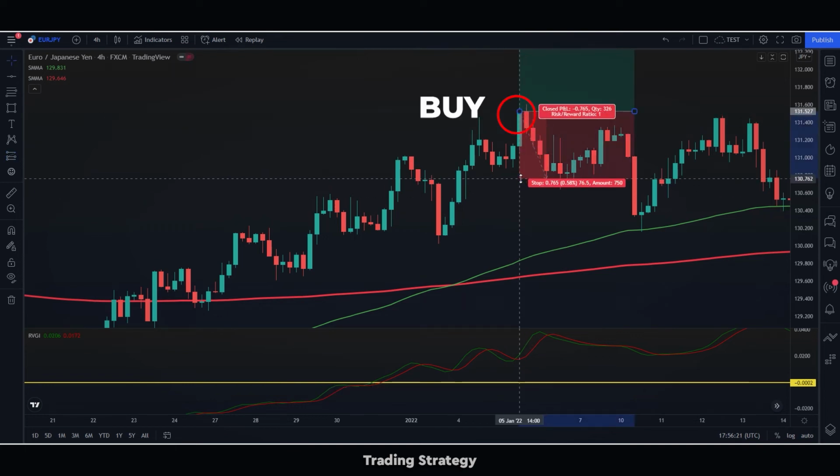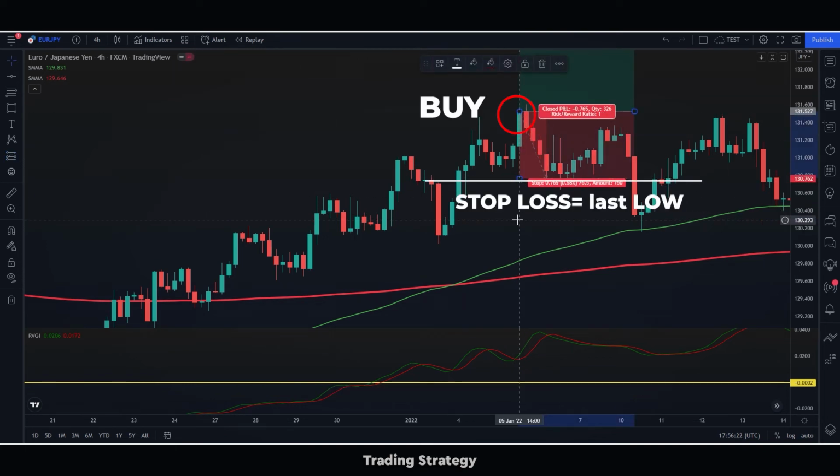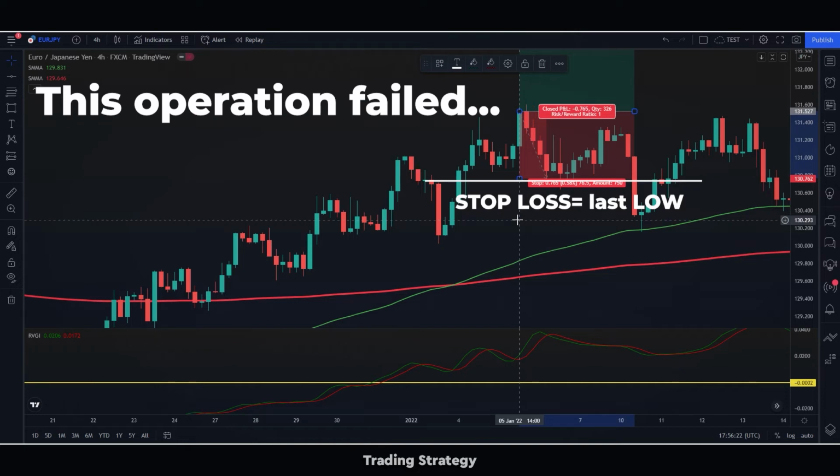We will place our stop loss at the last low and our take profit at the support and resistance zones. As long as we have a risk-benefit ratio of at least 1:1, this means that we risk 1 to get 1.